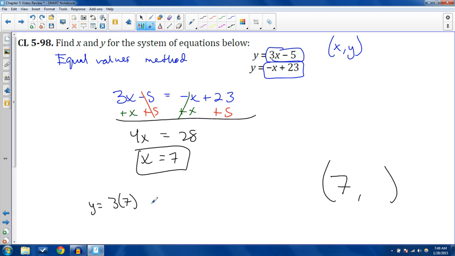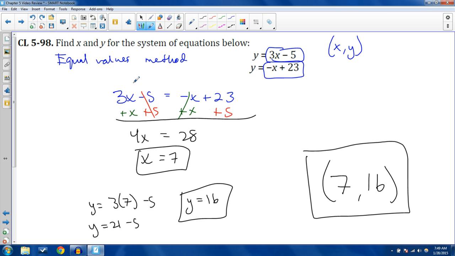Y equals 3 times 7 minus 5. So y equals 21 minus 5. Y equals 16. So you get 16 here. And if I plugged 7 into this one, I'd get the same thing. Negative 7 plus 23. That's your final solution, and that's it.